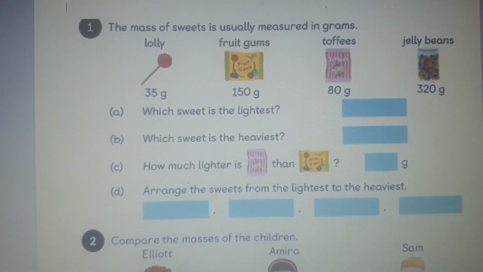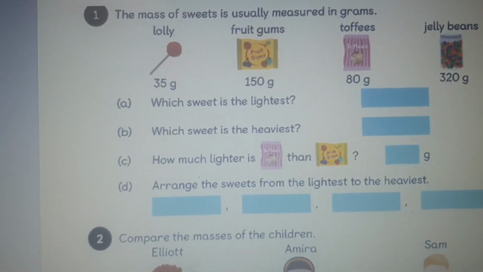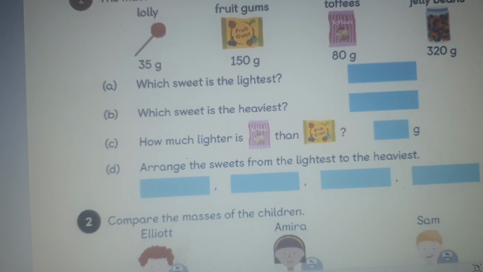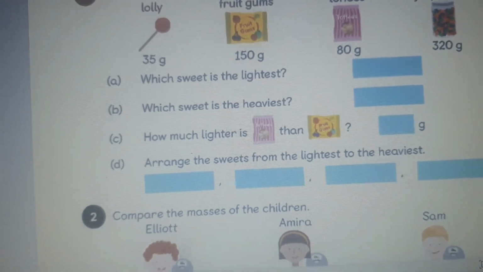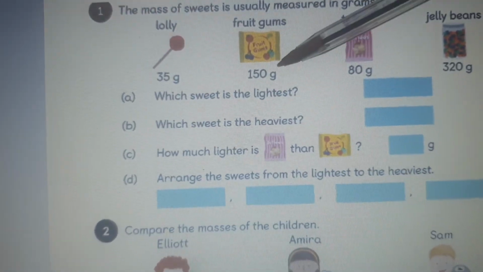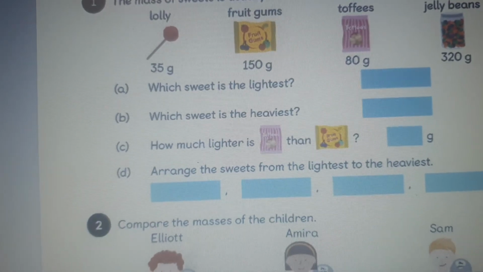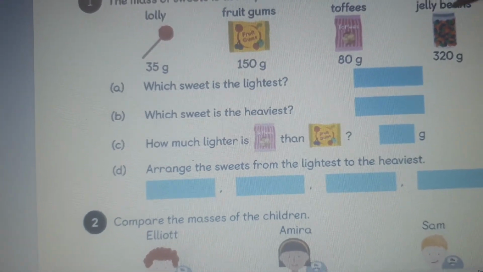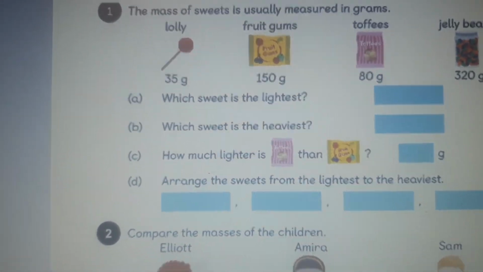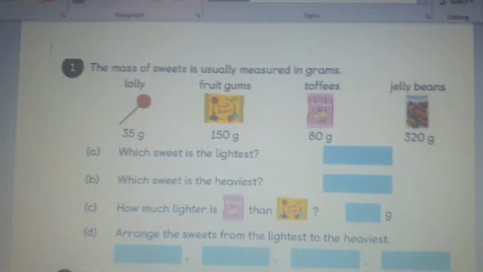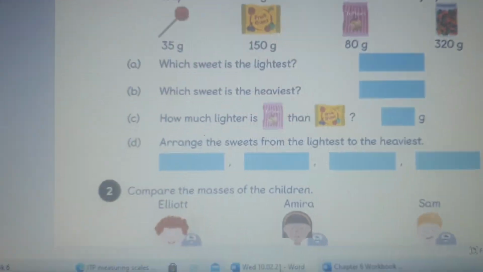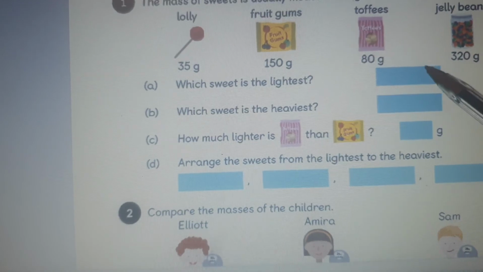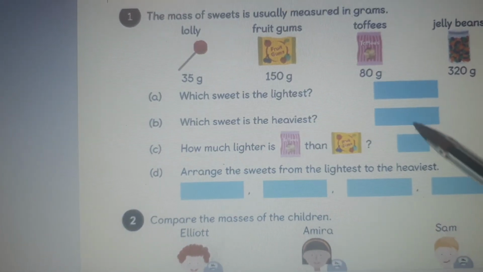And then our last worksheet, the mass of the sweets is usually measured in grams. So you've got a lolly, 35 grams, fruit gums, 150 grams, toffees, 80 grams, jelly beans, 320 grams. There is a lot of sugar there. I hope nobody eats those. Which sweet is the lightest? Which sweet is the heaviest?